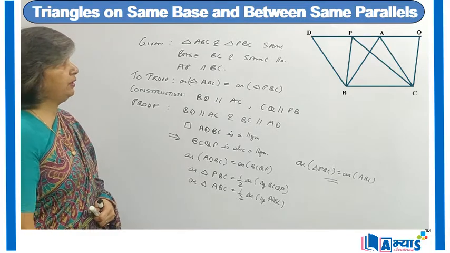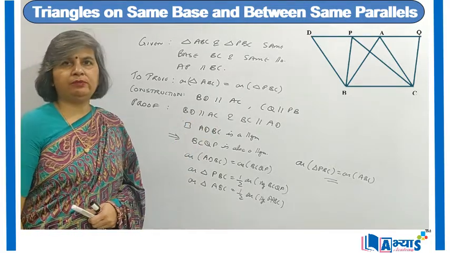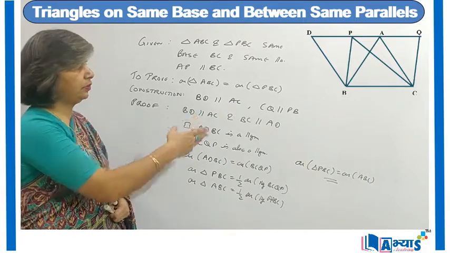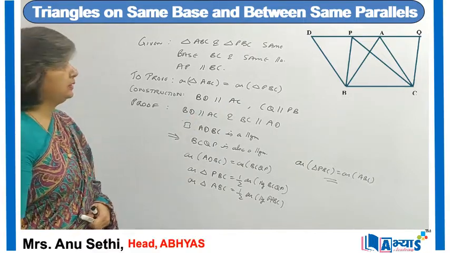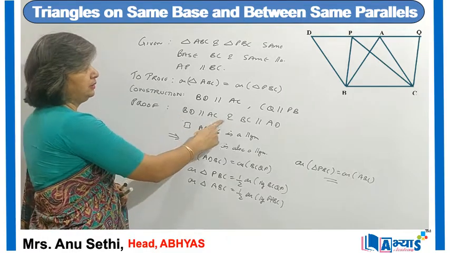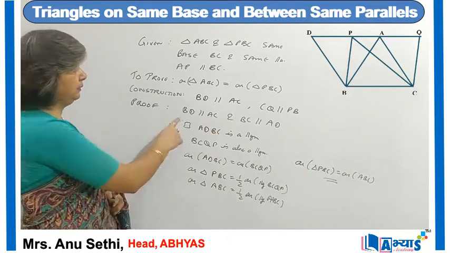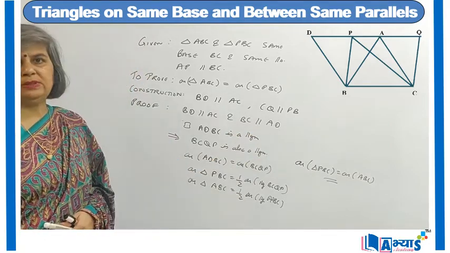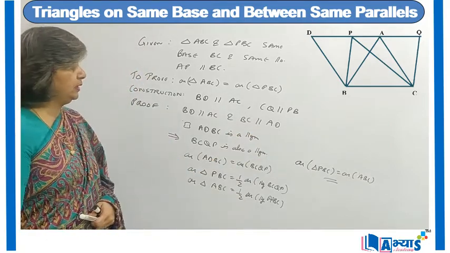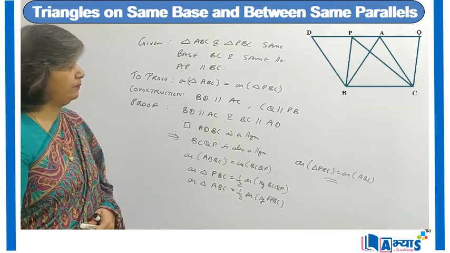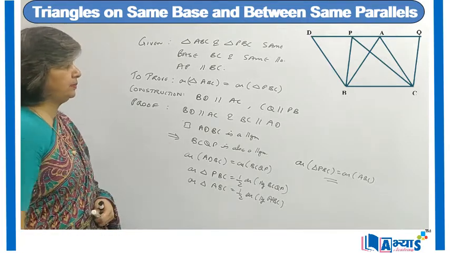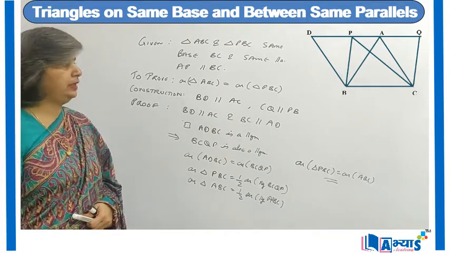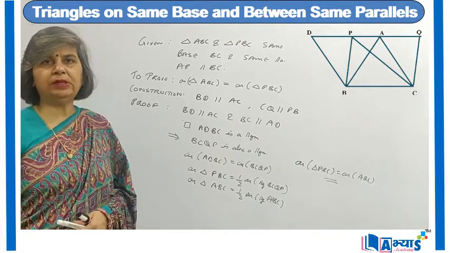So basically what we have done, we have made some constructions. We have drawn BD parallel to AC and we have drawn CQ parallel to PB, such that now BD is parallel to AC and BC is parallel to AD. So ADBC is a parallelogram, and similarly BCQP is also a parallelogram. Both the parallelograms are on the same base BC and between the same parallels. So the area of ADBC is equal to area of BCQP.